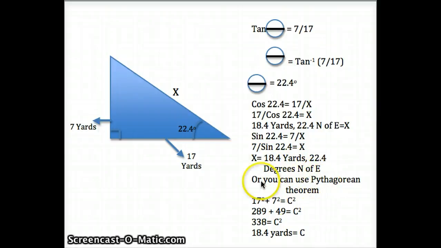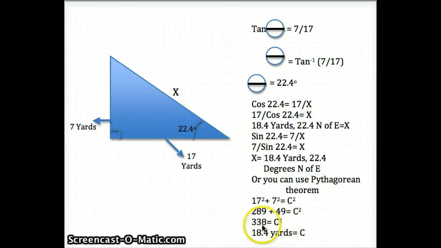Or you can use the Pythagorean theorem. We will start this by doing 17 squared plus 7 squared equals c squared. Once you do 17 squared, you will get an answer of 289, plus 7 squared, which will result in an answer of 49, equals c squared. When you add up 289 and 49, you get an answer of 338 equals c squared.